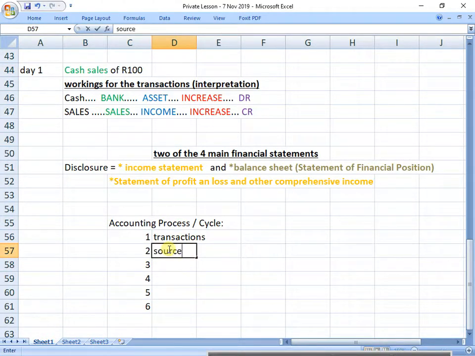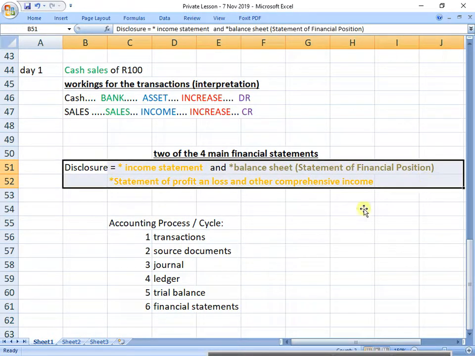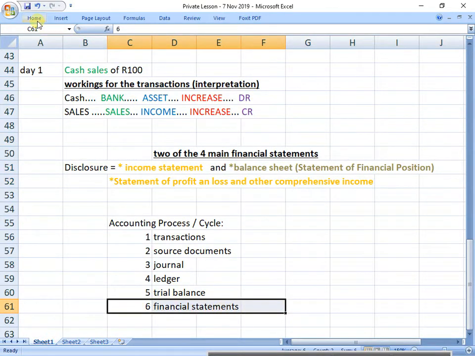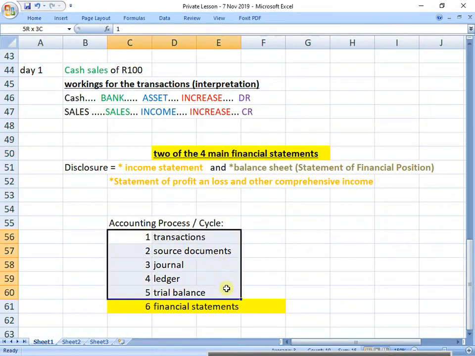Transactions are recorded on source documents. So invoices, till slips, all of that stuff. After that, you put that in a journal. Then that goes to a ledger. Then you'll have a trial balance. And then lastly, you'll have the financial statements. Your main focus was mainly on the statements, which is right at the end. That's kind of what we're looking at now, but you obviously need to understand what the process is.